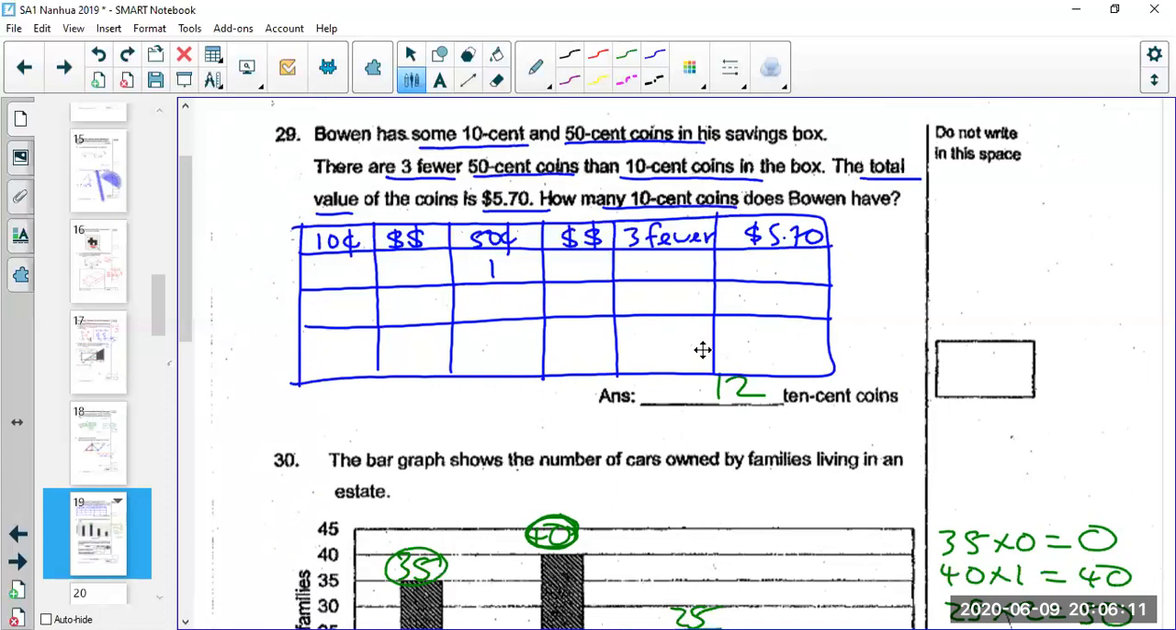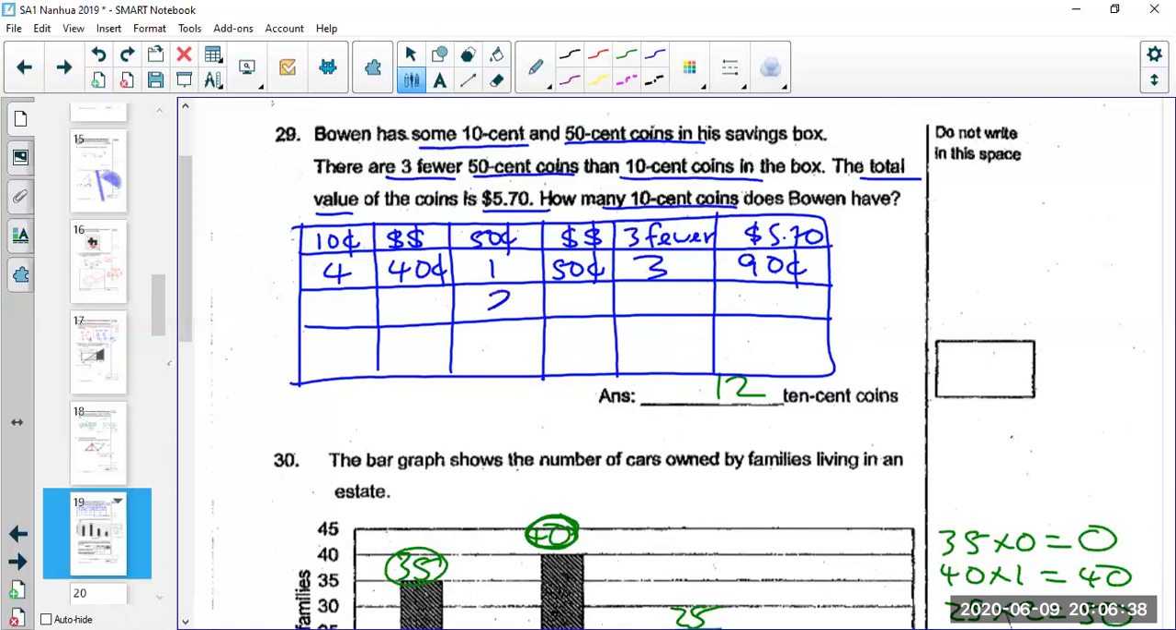More. How many more? 3 more. That will be 4 already. So 4 minus 1, you will get 3 fewer, right? There are 3 fewer 50-cent coins than 10-cent coins. All right, so what's the value of 4 10-cent coins? Which is 40 cents. And the value of 1 50-cent coin is 50 cents. Total value will be 90 cents.